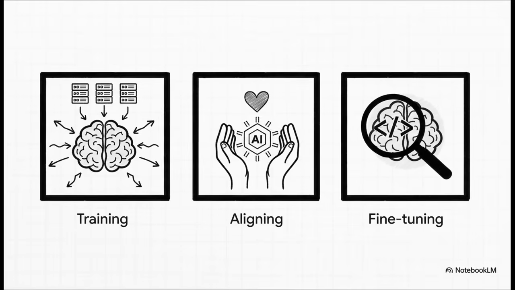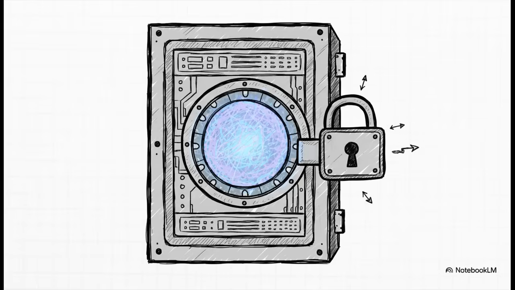The big players here are the ones you'd expect: Google, OpenAI, Meta. And they're focused on a few really key activities. First, there's the giant-scale training on just mind-boggling amounts of data. Then, there's the super important step of aligning the models to make sure they're safe and helpful. And finally, they often fine-tune these models for specific skills, like getting really good at writing code or understanding medical information. So what comes out of this factory?